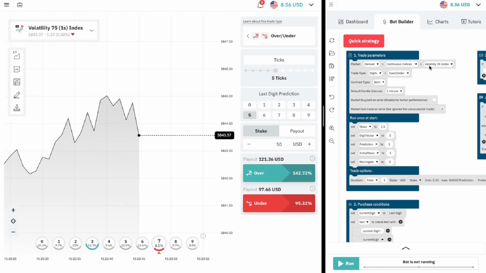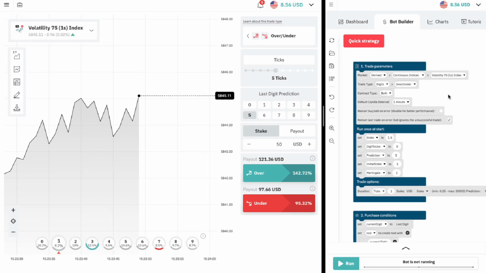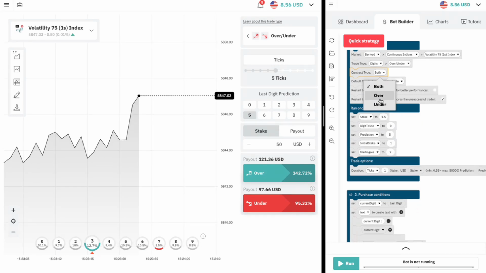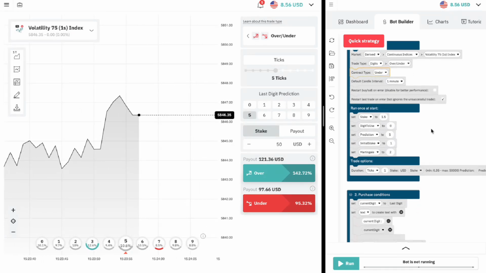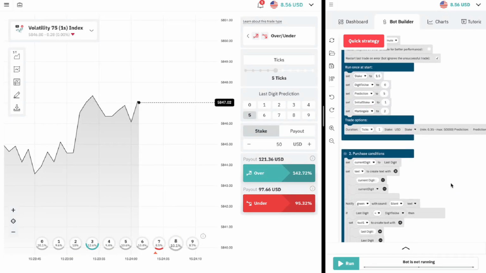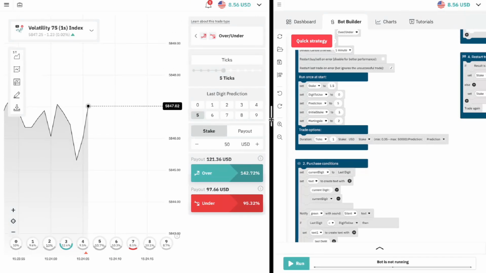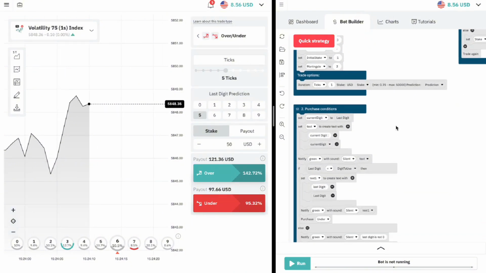Let's experiment with 75 1s. So this doesn't meet the criteria, and I don't advise you to do this. If a market doesn't meet the criteria, just leave it. But for me, because this account is just a test account, we can always test. So everything else is okay.